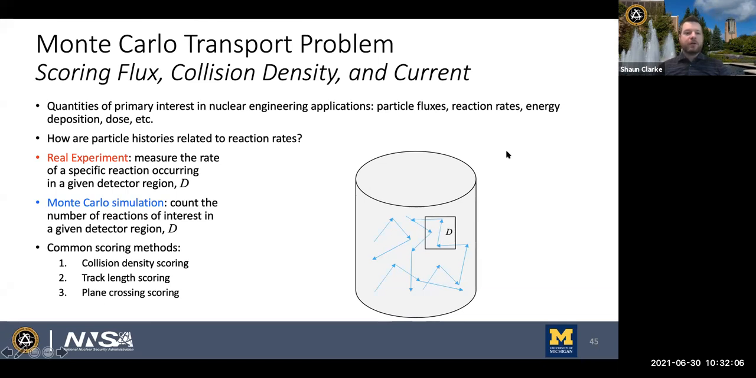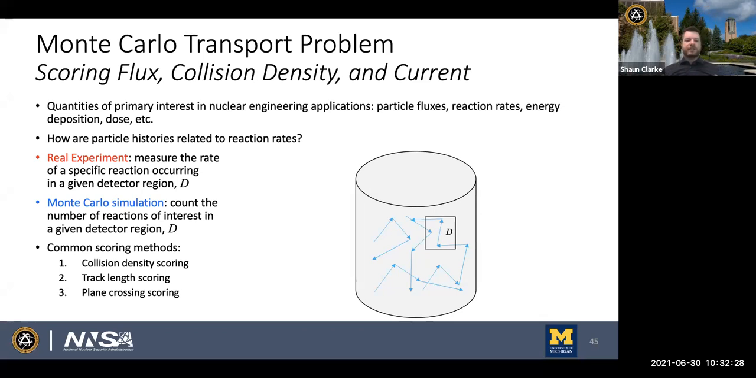Okay, so Monte Carlo transport. Once we do this transport where we have these particles, they've scattered around, they've been absorbed, how do we actually estimate the quantities that are of interest to us in nuclear engineering? So particle flux, reaction rate, dose, things like that. How are particle histories related to these reaction rates?